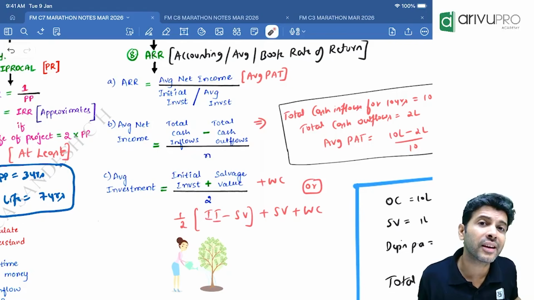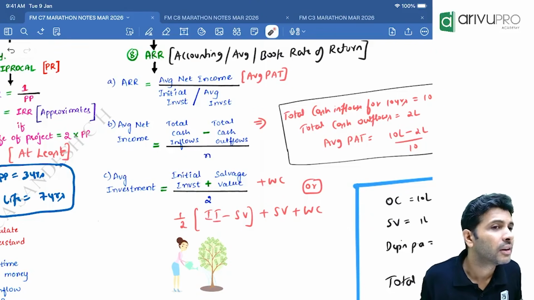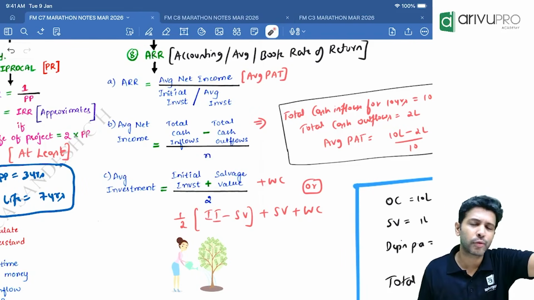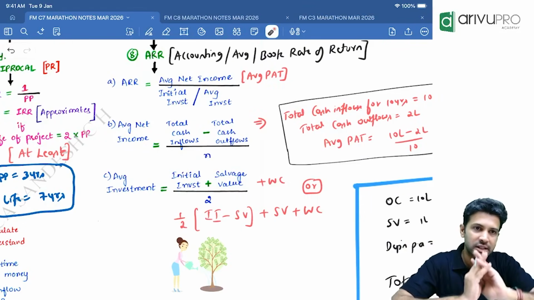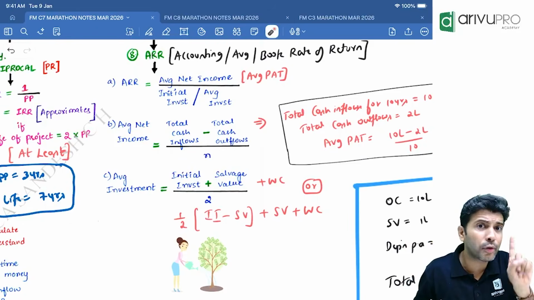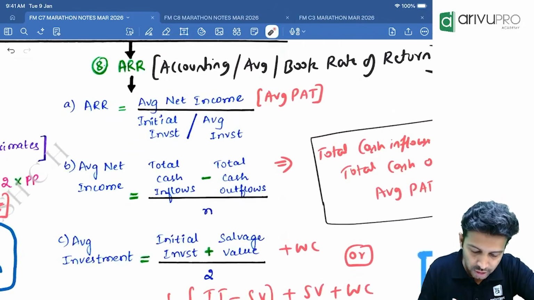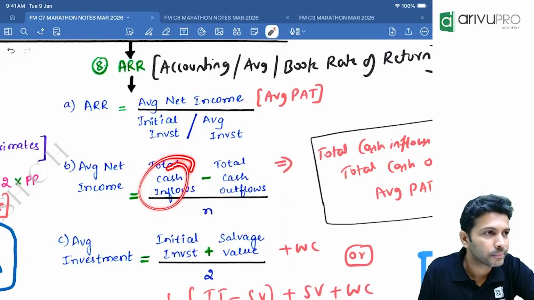But they will give you 1 year of income or, let's say, 5 years. They have given you how many years of income? 5 years. Tell me, how do you calculate here? If they give you 5 years of cash inflow and year 0 cash outflow, what will you do? Add all the 5 years of income. That way you will get income for 1 year or 5 years. So that's the first thing I've written here. Take the total cash inflow minus what?